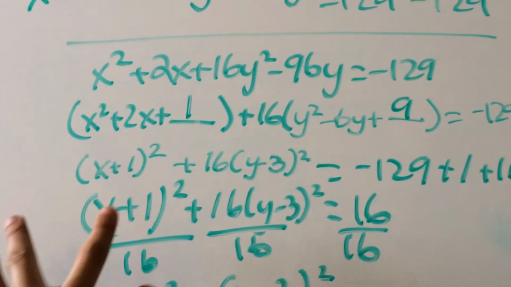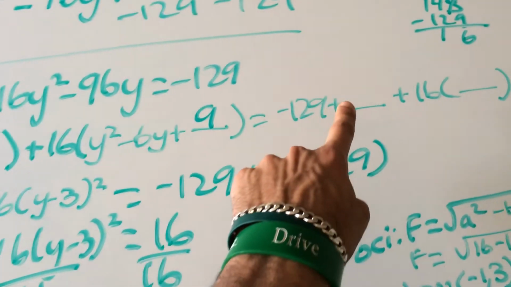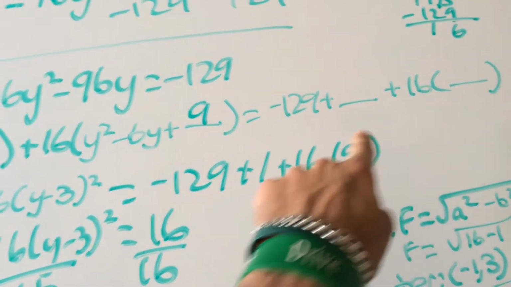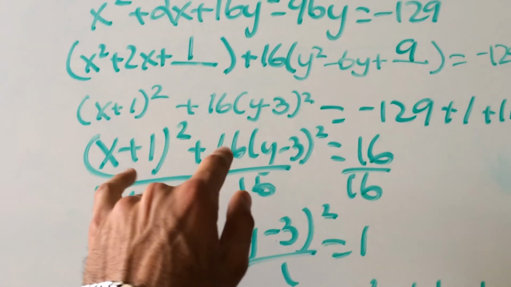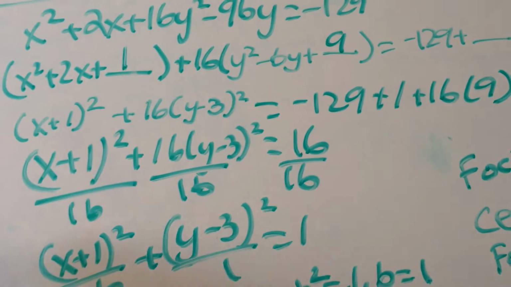So now I've got x plus 1 squared plus 16 times y minus 3 squared equals negative 129 plus 1, that was this blank, which again came from here, plus 16 times 9, that's this blank, which came from here. So this gives me x plus 1 squared plus 16 times y minus 3 squared equals, when you simplify this side, you get 16. Divide everything by 16.